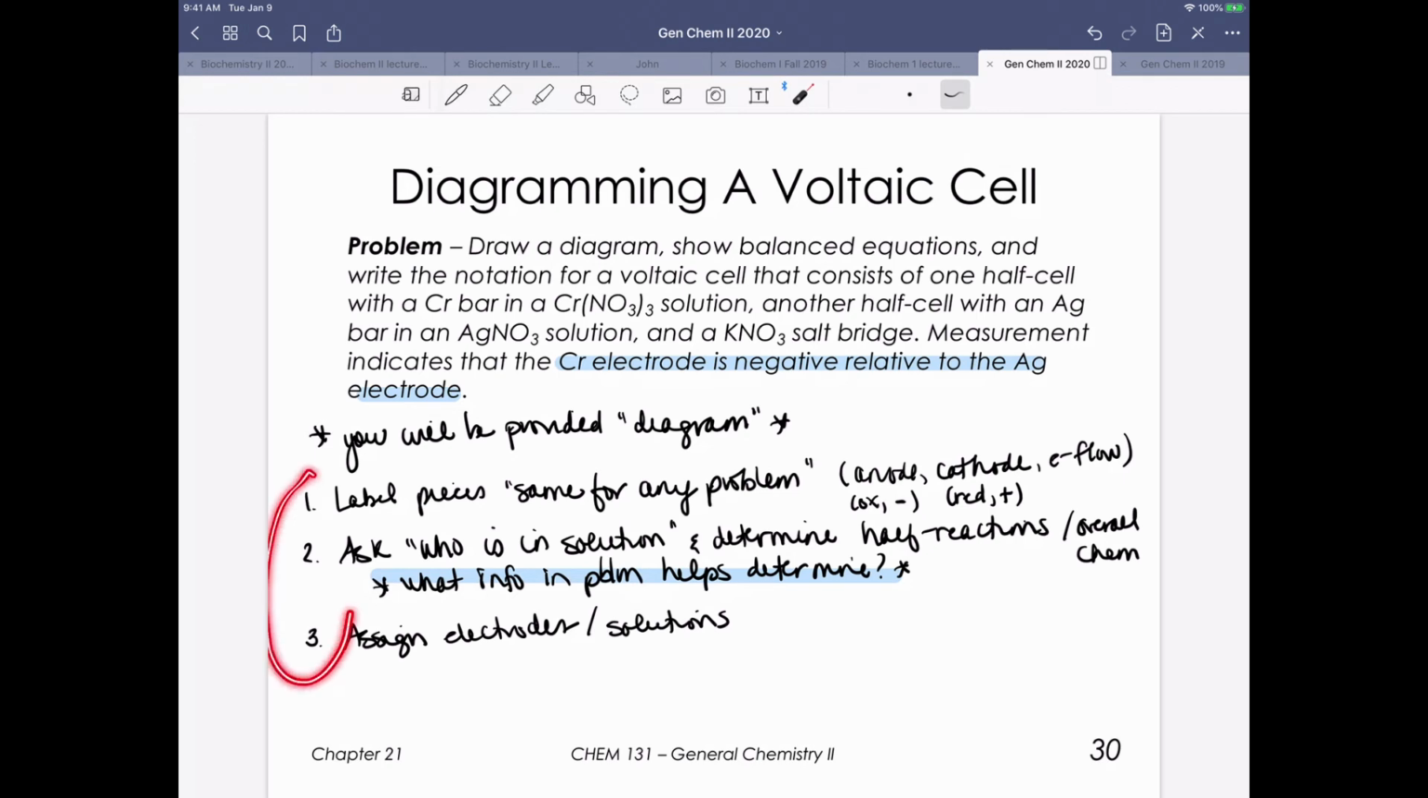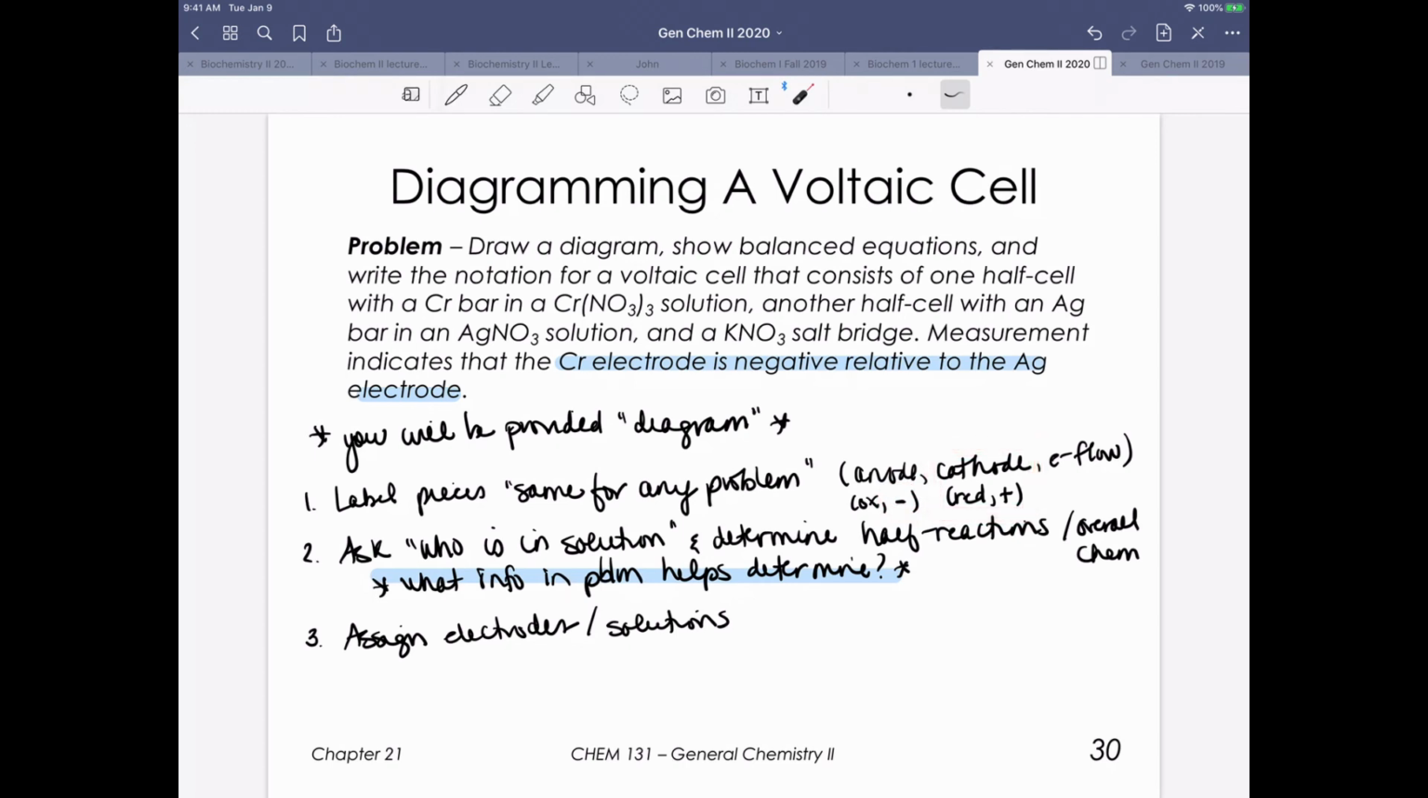So I'm going to walk you through a 3-step process for how to do that. The first thing is we're going to label any pieces that are going to be the same for any problem. That's identifying the anode, the cathode, and the direction of electron flow. And once you've identified the anode, you know where the oxidation half reaction occurs, and you know that that electrode is negative. Same thing for the cathode.